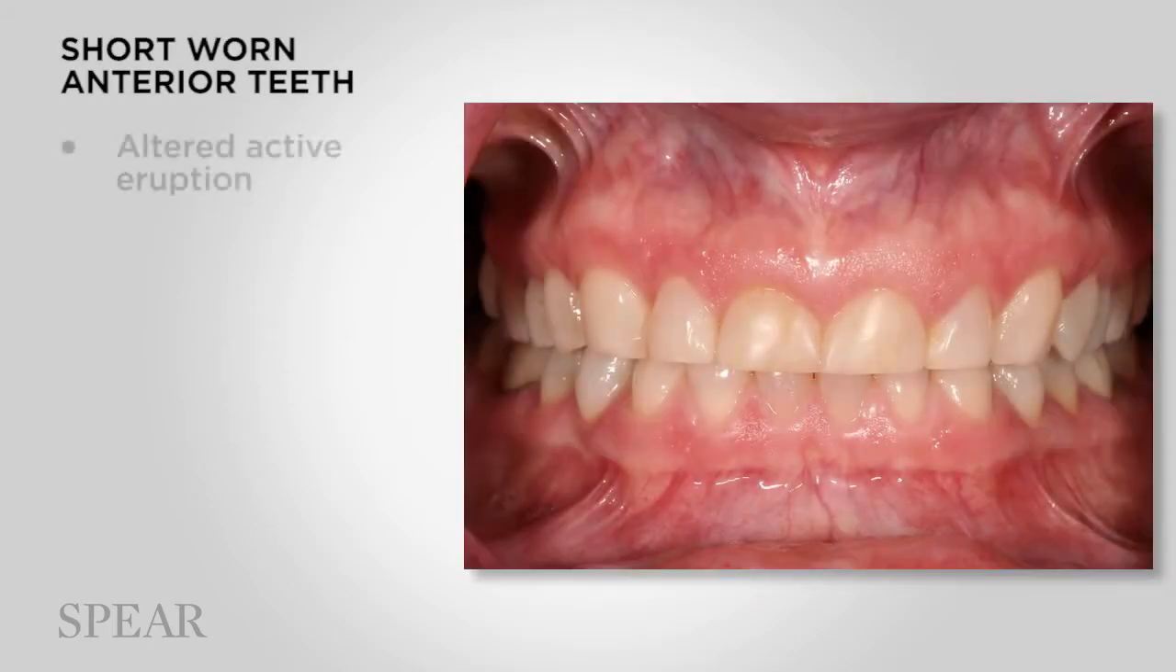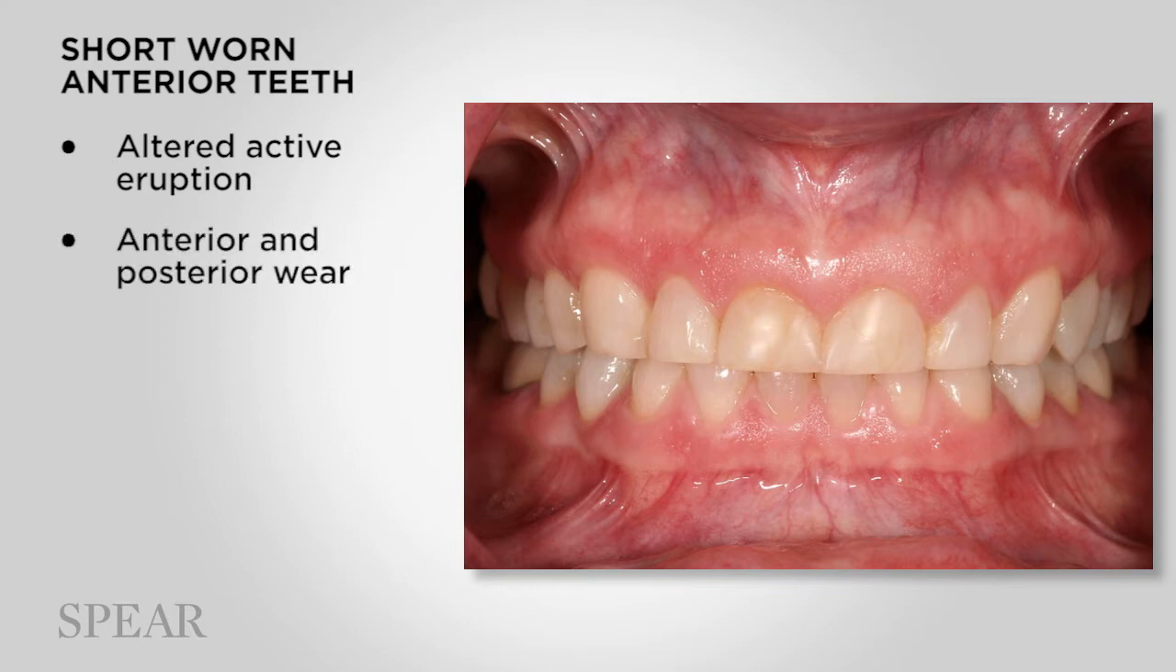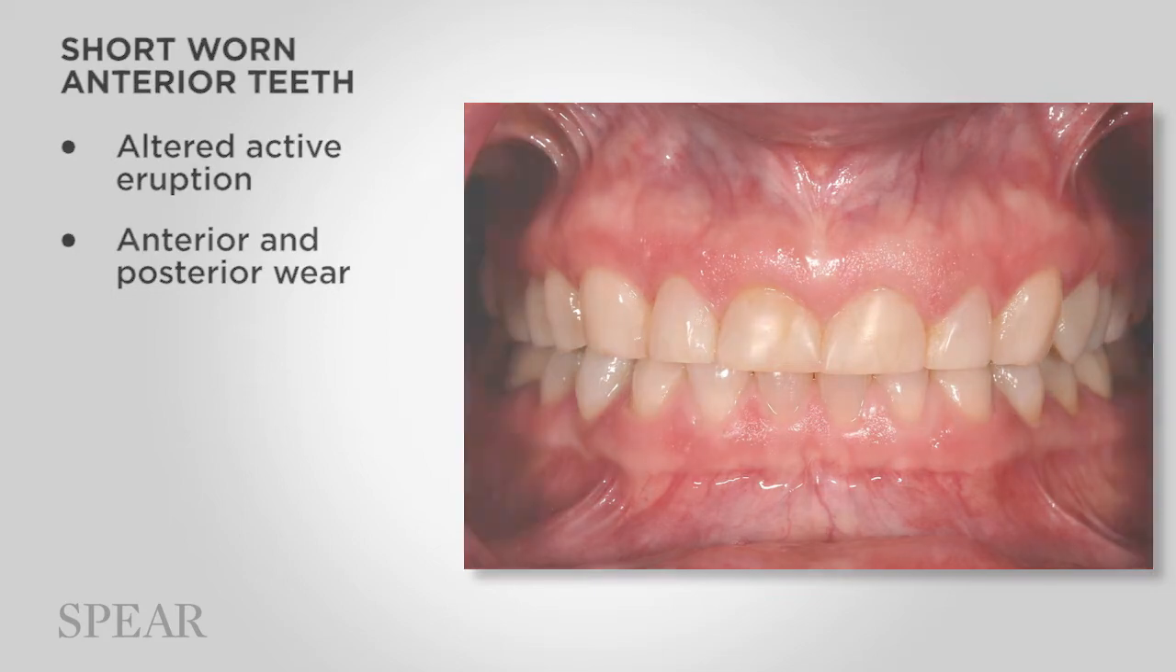So we've gone through an altered active eruption case. We've gone through a case where intrusion was the correct option. So now let's move on to another case that combines those two things. This is a patient who has altered active eruption of her maxillary anterior teeth, and she also has significant tooth wear. But she also has posterior tooth wear. So she has both anterior tooth wear and posterior tooth wear.